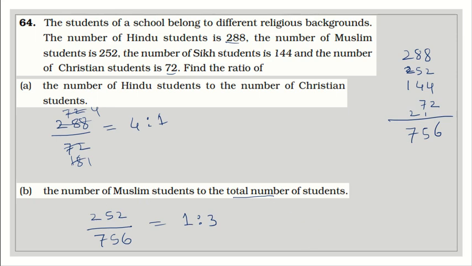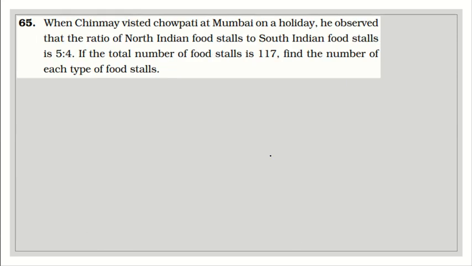Now moving on to the next question, question number 65. When Chinmay visited Chowpatty in Mumbai on a holiday, he observed that the ratio of North Indian food stalls to South Indian food stalls is 5:4. If the total number of food stalls is 117, find the number of each type of food stalls.